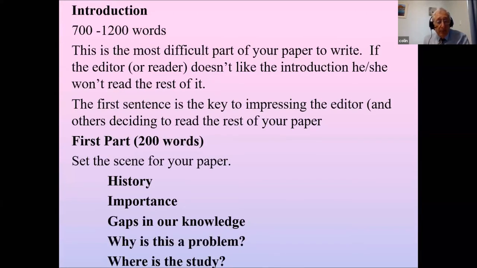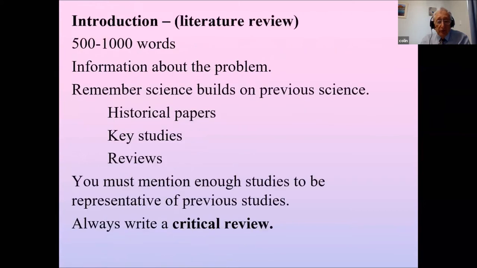It's really important. In the first part of the introduction, about 200 words or so, you should outline some of the history of the topic, why it's important, what the gaps in our knowledge are, and then go on to a more detailed review of what's going on. Don't forget that science builds on previous science, and so normally we start off with one or two historical papers.